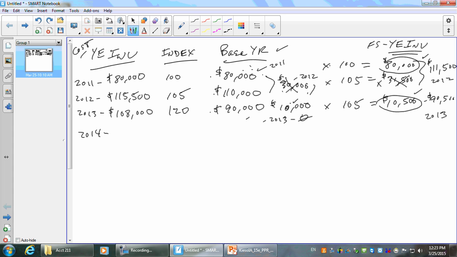And then that one we have to inflate, right? Because we bought it in a year when the index was 105. And he wanted to pretend he bought it at 120. We'll never do that again, right?